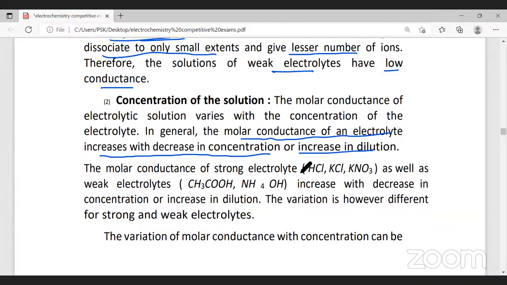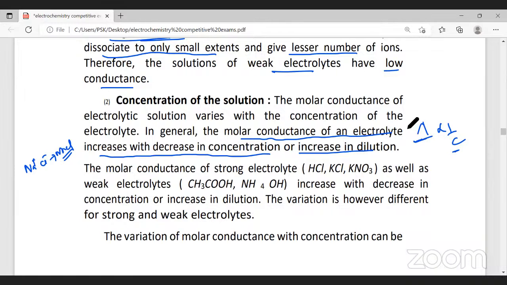Why is this? You tell me. Molar conductance increases with decrease in concentration. I can say molar conductance is inverse. Why? When concentration is more, the ions are very close to each other. When ions are close to each other, they can form an ionic compound. There won't be free ions for their mobility. That is why they say molar conductance decreases with increase in concentration.